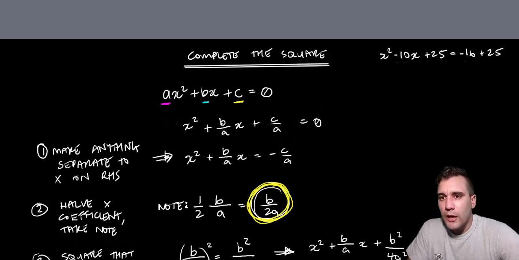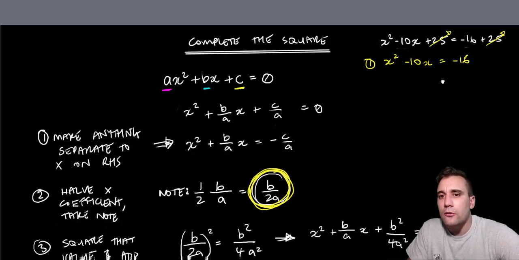What I would do is remember the steps. I would simplify this, because there's 25 on both sides, so I would subtract 25 from both sides and get rid of that straight away. Now, step 1: make anything separate to the x go on the right hand side. Well, we've got that, so we've got step 1: x squared minus 10x equals negative 16.